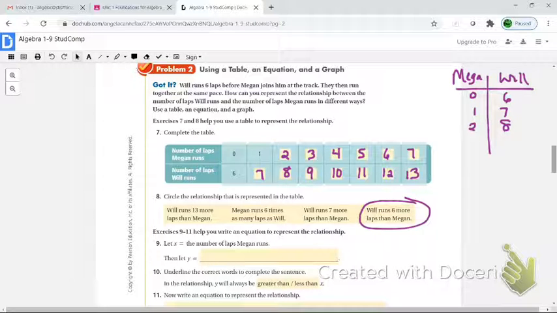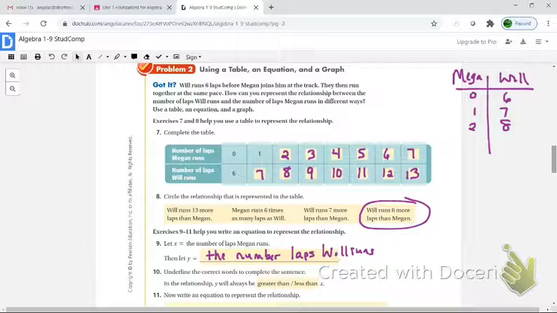Okay, for exercises 9 through 11, they're going to walk you through finding an equation. If x is the number of laps that Megan runs, and this is what we call defining the variable, and it's important. Anytime we use a variable that's not already there, then we need to tell people what it represents. It's very important. It's important for the end of course exam as well. If x is the number of laps that Megan runs, then y is going to be the number of laps that Will runs. Okay, so we've defined our variables.